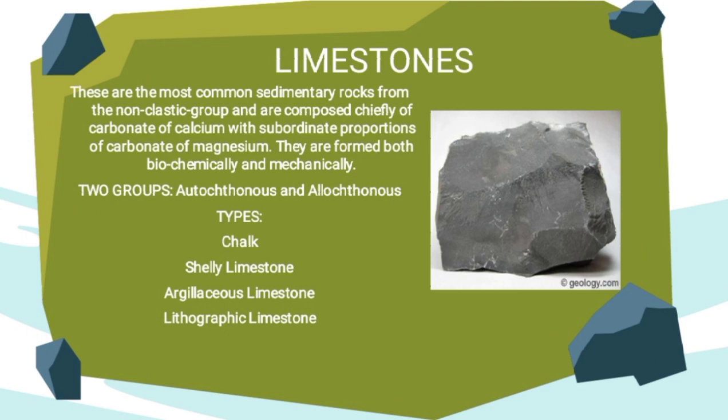These are the most common sedimentary rocks from the non-clastic group and are composed chiefly of carbonate of calcium with subordinate proportions of carbonate of magnesium. They are formed both biochemically and mechanically. There are two groups of limestones, which include autochthonous and allochthonous. The difference between the two is that autochthonous means formed by biogenic precipitation from sea waters, while allochthonous forms from precipitated calcareous sediments that have been transported from one place to another.